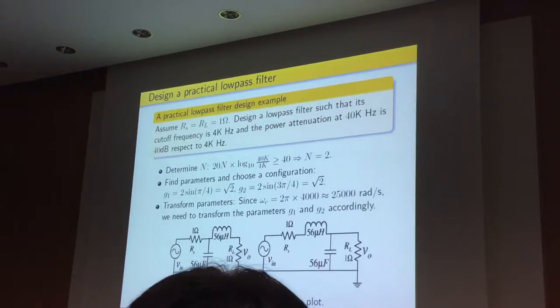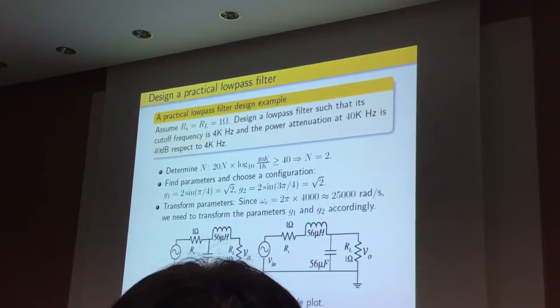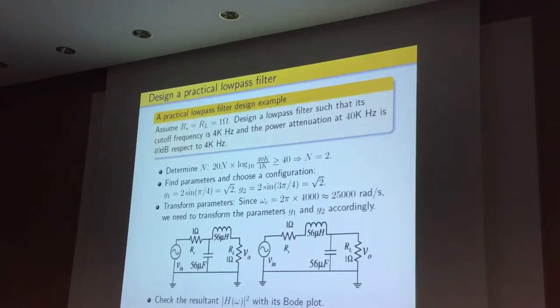But actually, it's the wrong answer. Okay, must divide by this one. It happens every year, which means this one has been tested every year, right? So you transform this G1, G2, you get these two values. If you choose this pi type, okay, this is the pi type, right?